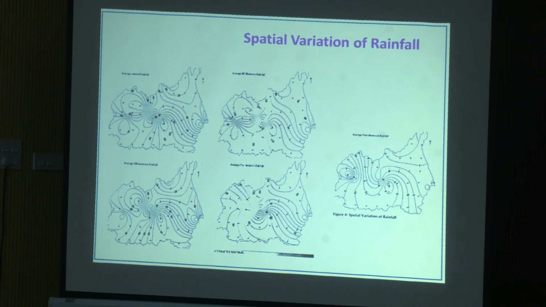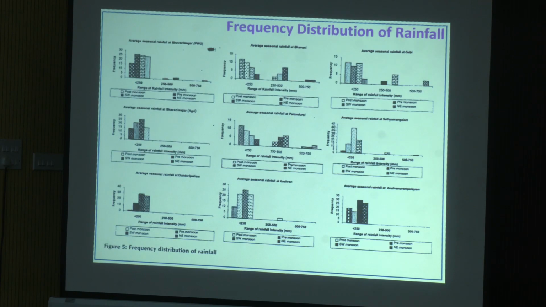Then spatially, how it varies. Rainfall intensity, how it varies, right? With respect to time and space. Then the frequency distribution of rainfall. You have to combine them. Then only it will be easy to interpret or understand, right?